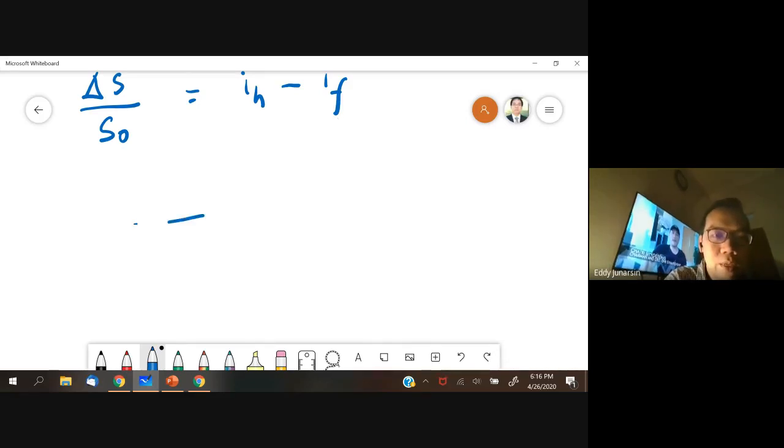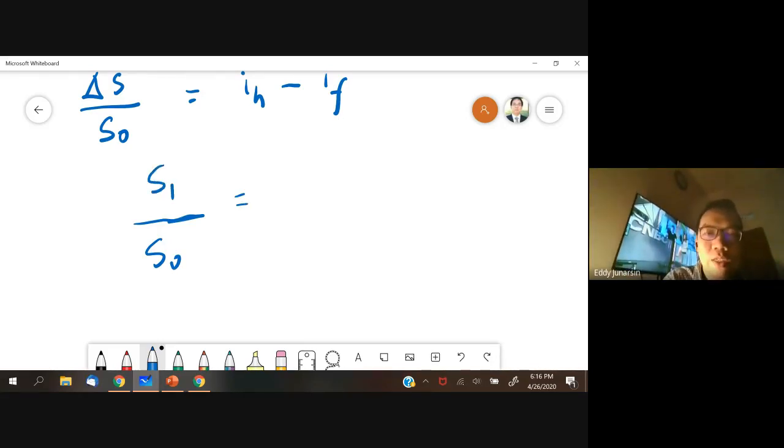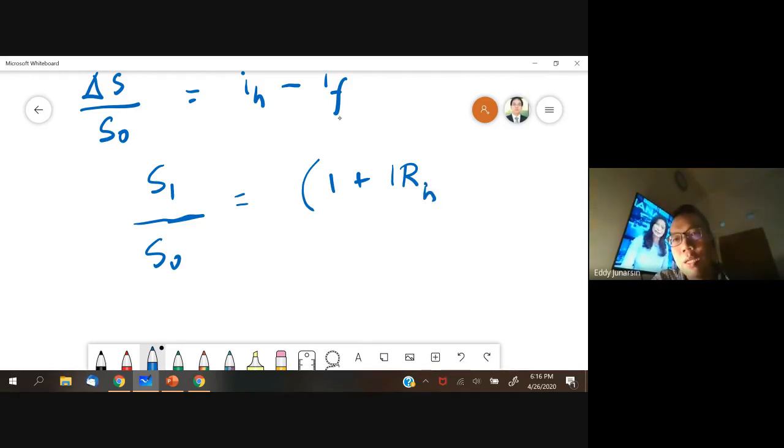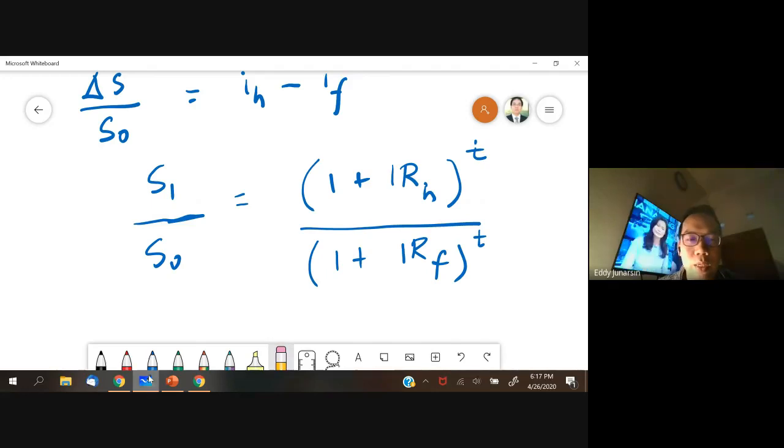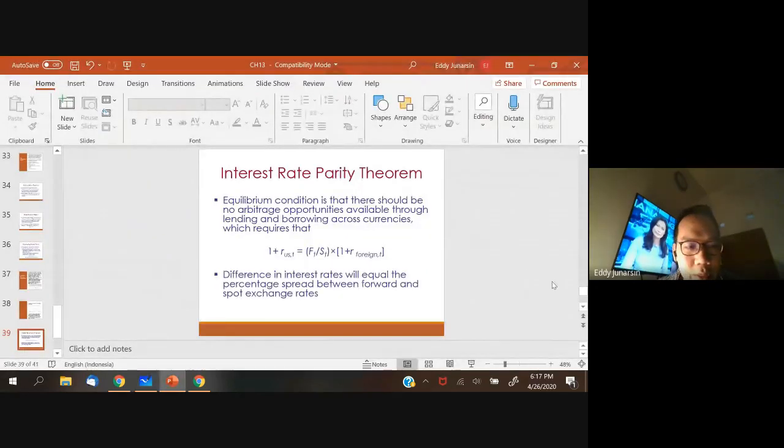So here we have the spot rate, and then the expected spot rate in the future. It should be a function of 1 plus the nominal interest rate in the home country. Again, home country means the currency that you mentioned in front, right, divided by 1 plus the interest rate in the foreign country, of course to the power of time, right? And if the time is 1, then the t is 1. So let's see an example here.